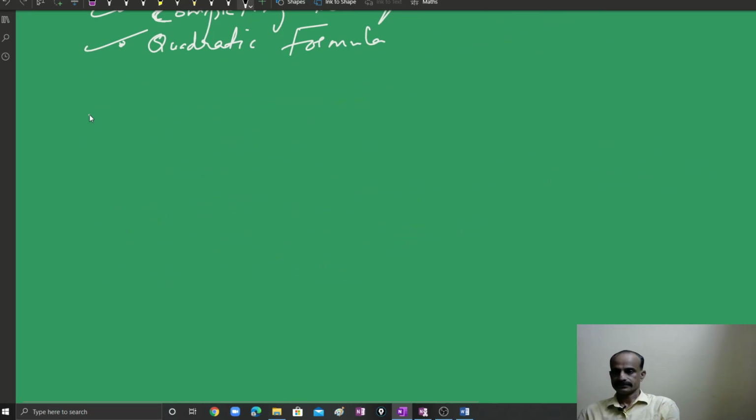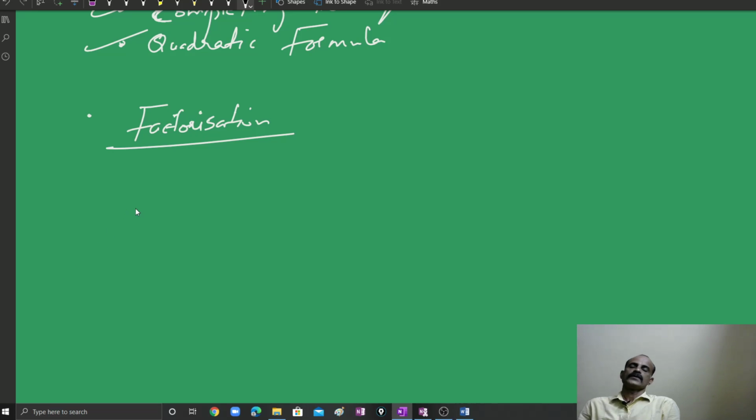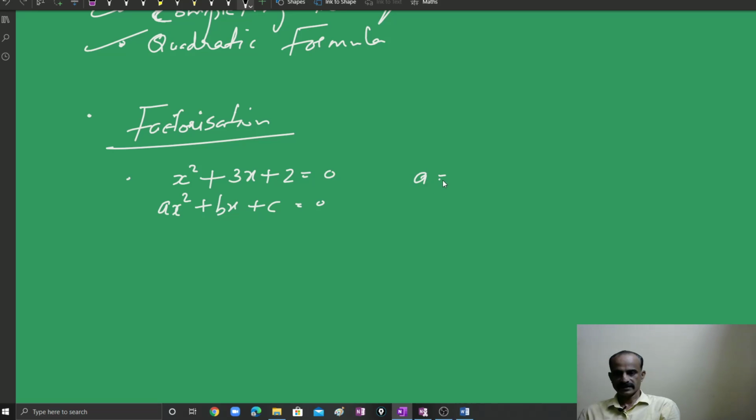First one, let us go to the method of factorization. Let us take one example. x square plus 3x plus 2 equal to 0. When you compare with the standard form, ax square plus bx plus c is equal to 0, we get a is equal to 1, b is equal to 3 and c is equal to 2.